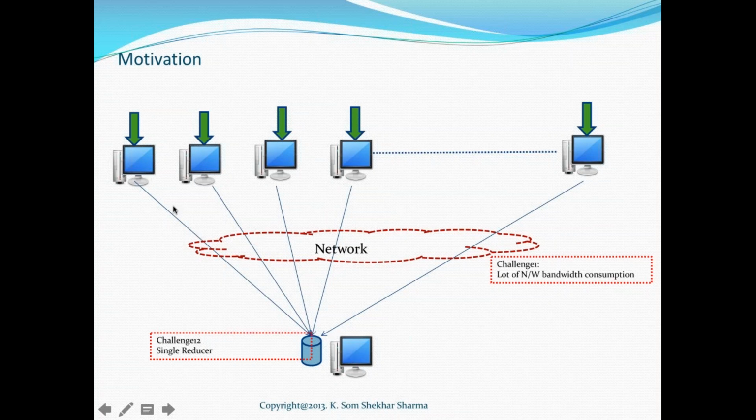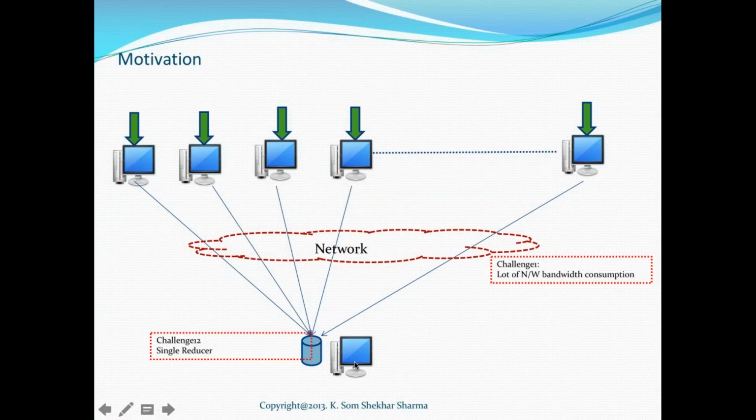If you see the map output, we know that the map output gets transferred over the network and goes to your reducer machine. So there are a lot of map tasks, so a lot of intermediate key value pairs will be emitted from the mappers that have to be transferred over the network. So the first problem is a lot of network bandwidth consumption, challenge number one.